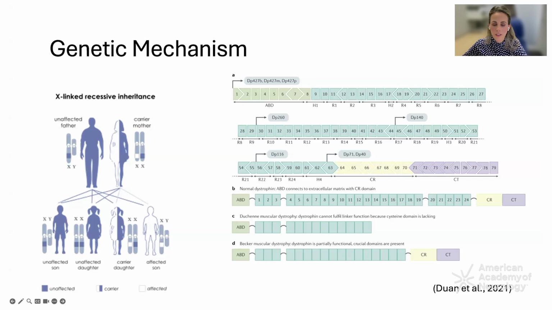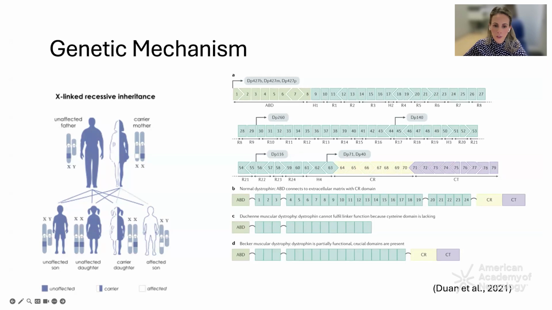Deletion of one or more of the exons, large deletions, are the most common cause, accounting for 60 to 70% of all patients. Duchenne muscular dystrophy occurs when out-of-frame deletions disrupt the reading frame. So this results in a premature stop codon and subsequently no dystrophin protein production.